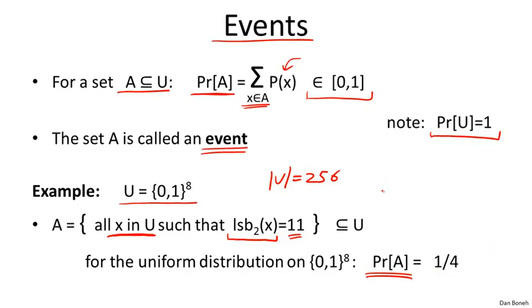Well, the answer is 1/4. And the reason that's true is because it's not too difficult to convince yourself that of the 256 8-bit strings, exactly 64 of them, 1/4 of them, end in 1, 1. And since we're looking at the uniform distribution, the probability of each string is exactly 1 over the size of the universe, namely 1 over 256. And the product of these 64 elements, each one has weight 1 over 256, is exactly 1/4, which is the probability of the event A that we were looking at.